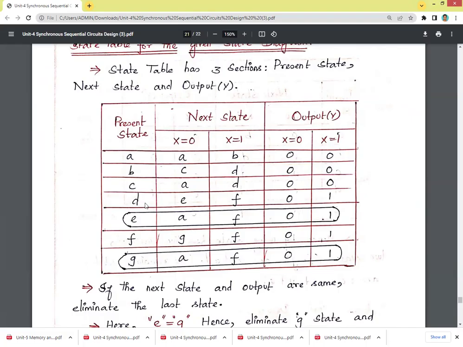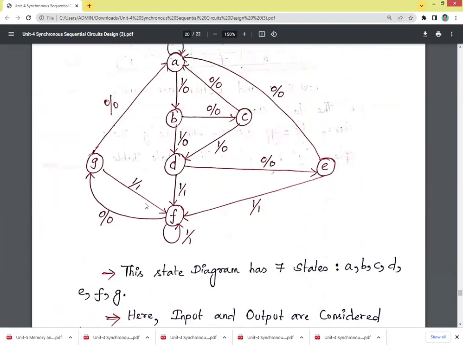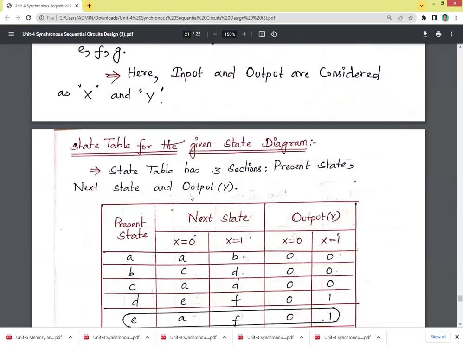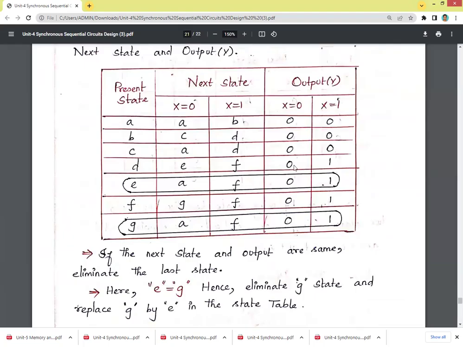Again, for one example, I am taking the present state D. If D is the present state, then the next state will be E if X is equal to 0. Similarly, for X equal to 0, the output Y is 0. If the present state is D and the present input X is equal to 1, then the next state will be F. Similarly, your output will be 1. So likewise here, D means E, F and 0, 1. Likewise, we need to construct this state table.